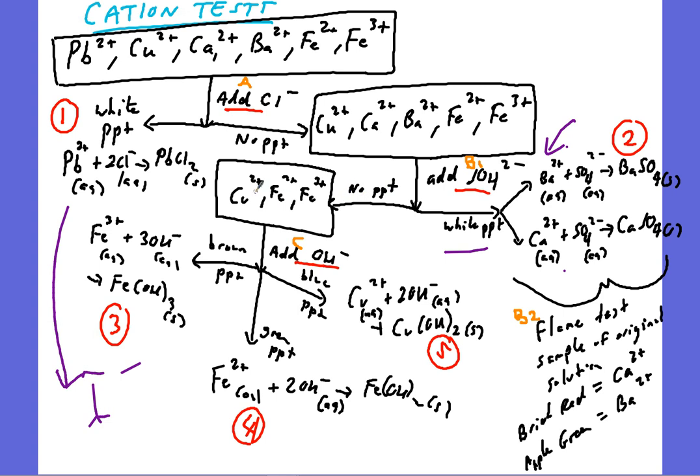But if we get no precipitate, that means we can still have copper, iron 2+ or iron 3+. And the next thing we do is add hydroxide ions, hence sodium hydroxide or potassium hydroxide, something like that.